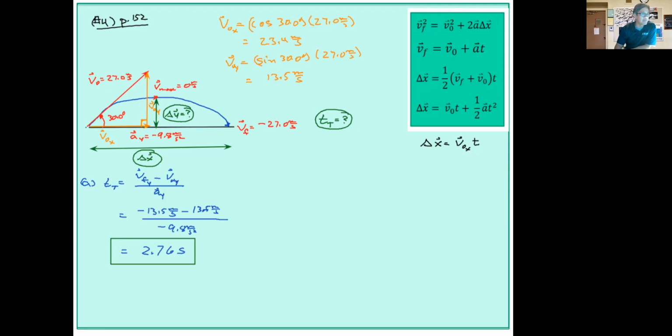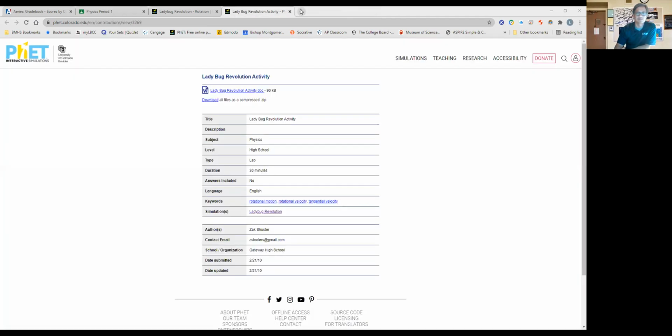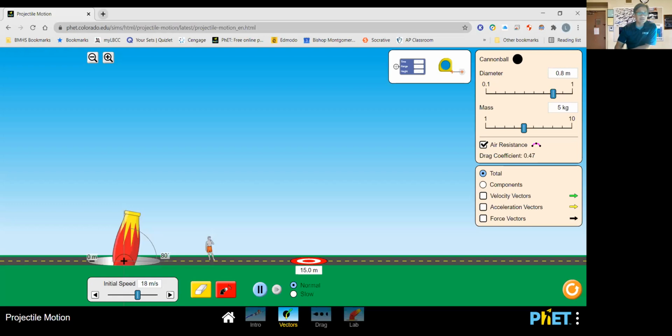So I'm going to use the PhET Lab here to help me demonstrate this next type of motion. Let me move this over here really quickly and share it with you. So let's take a look. This is the PhET Lab that you did.